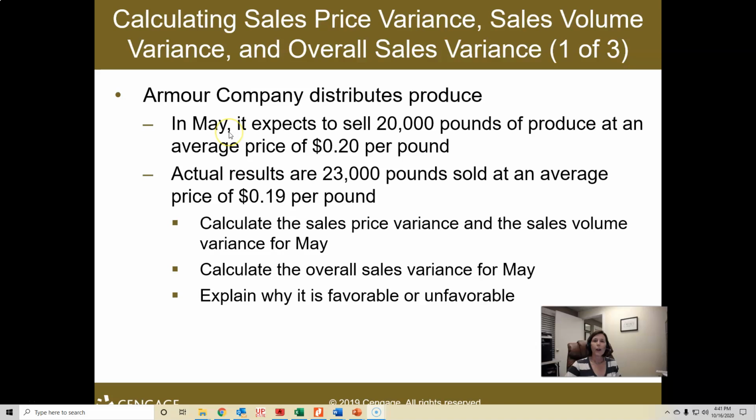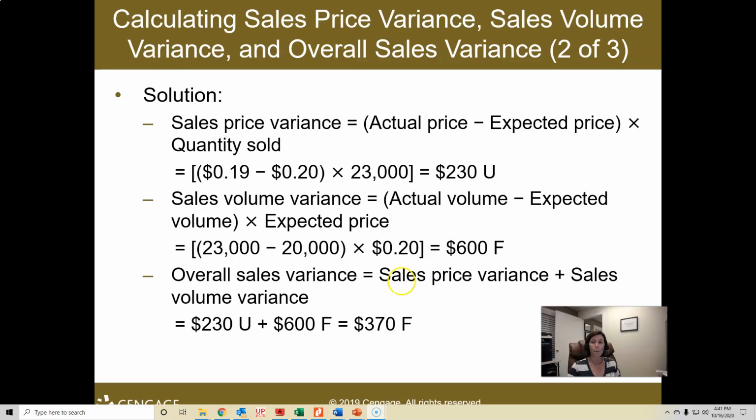In this case, we've got the Armour company, and they distribute produce. They expect to sell 20,000 pounds of produce at an average of 20 cents per pound. However, they do better than expected. They do sell 23,000, although only at 19 cents per pound. So we want to calculate the sales price variance and the sales volume variance, and then the overall sales, and then discuss whether or not it is favorable or unfavorable.